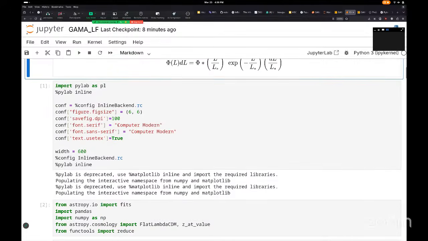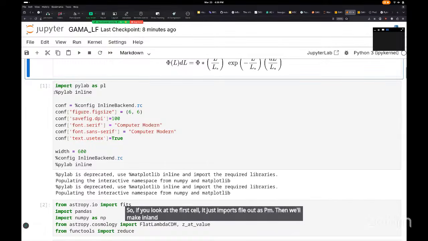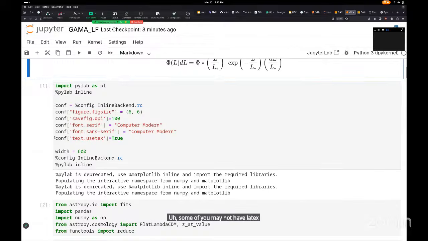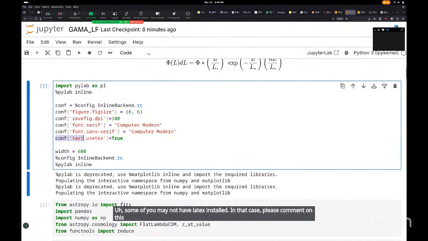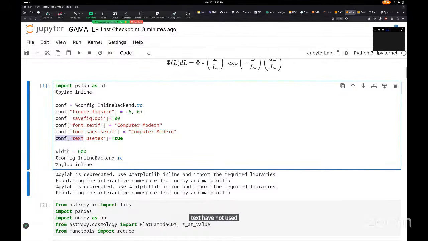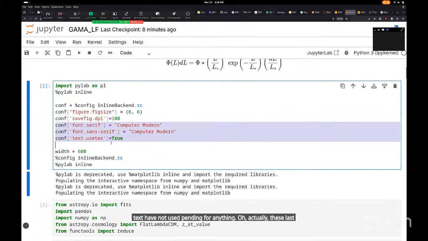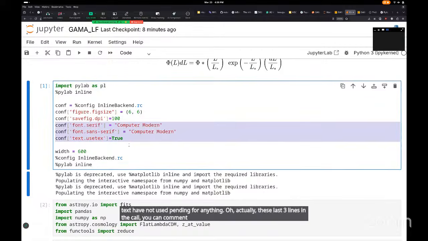So if you look at the first cell, it just imports pylab as pl. Then we will make inline plots, so that's why there is the second line, %pylab inline. Some of you may not have LaTeX. In that case, please comment out this line, text.usetex equal to. Actually, these last three lines in the conf you can comment out if you don't have LaTeX.